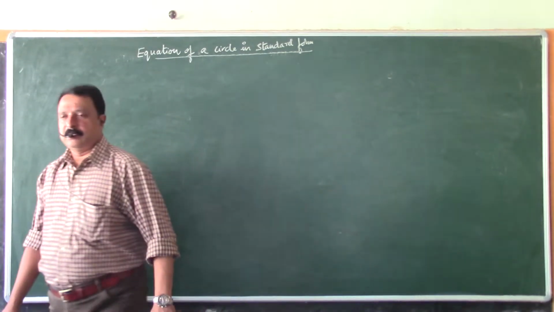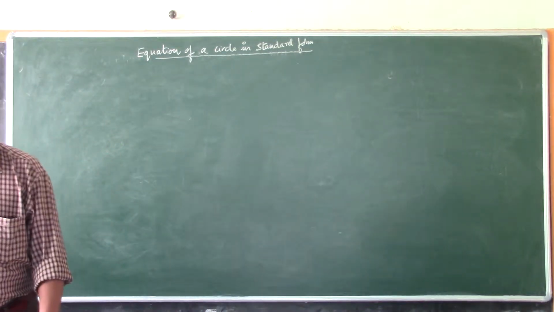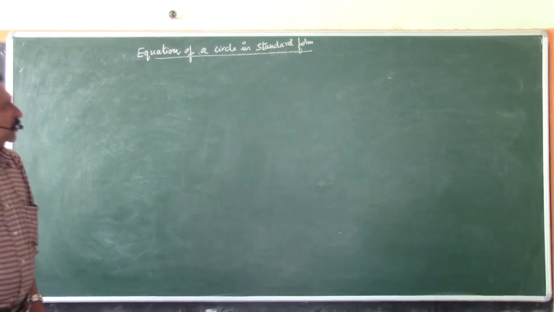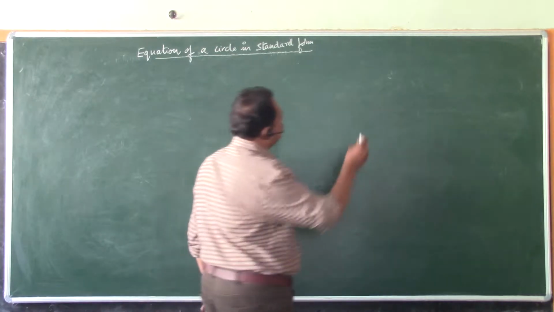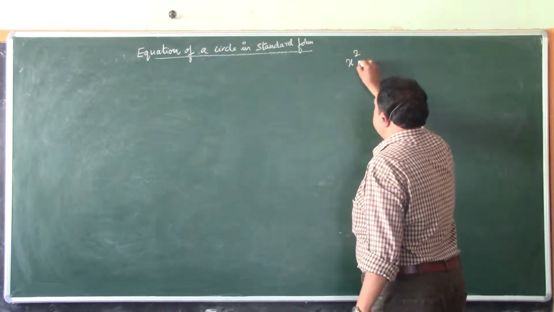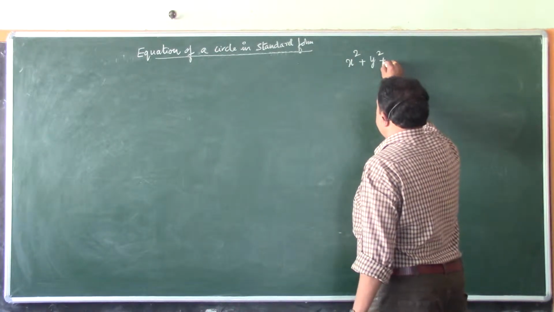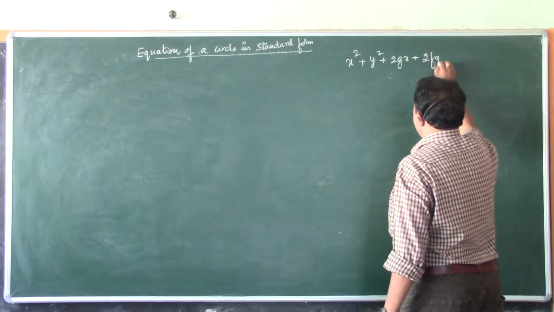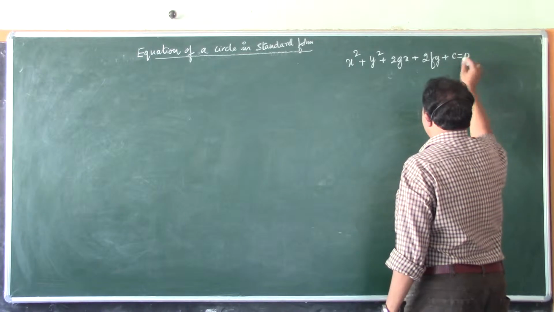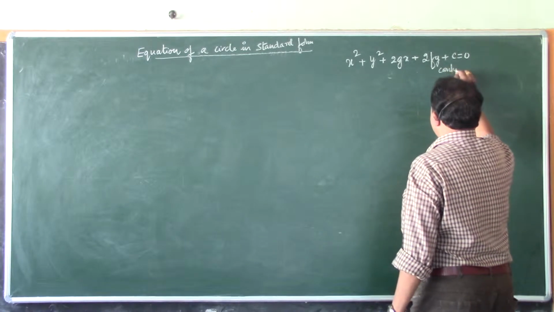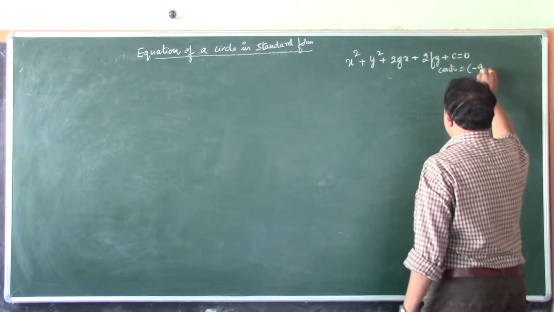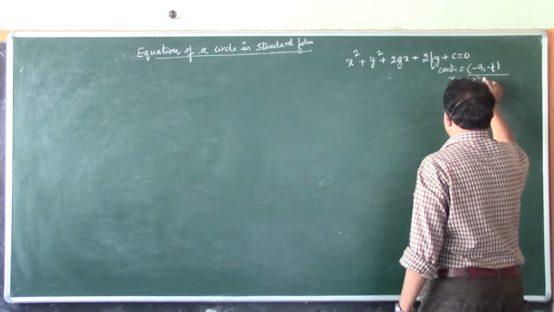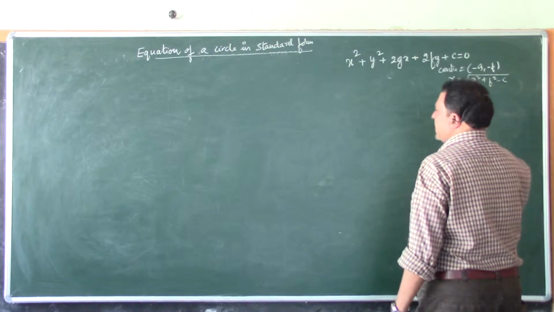See, now let us understand the equation of a circle in the standard form. What is the standard form of the equation of a circle? x square plus y square plus 2gx plus 2fy plus c is equal to 0. And where is the center of this circle? Minus g comma minus f. And what is the radius? Square root of g square plus f square minus c.